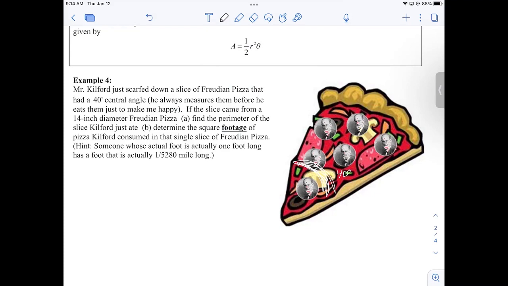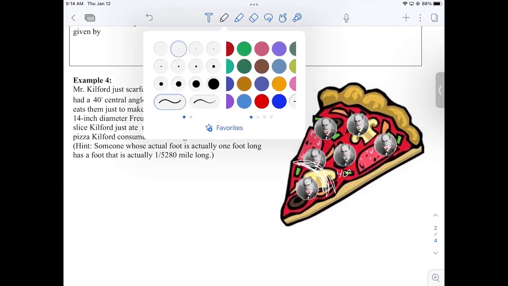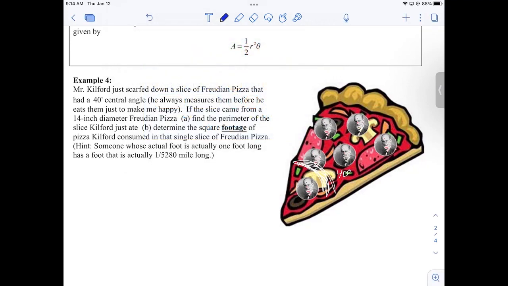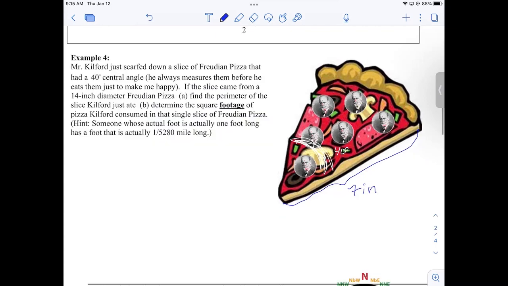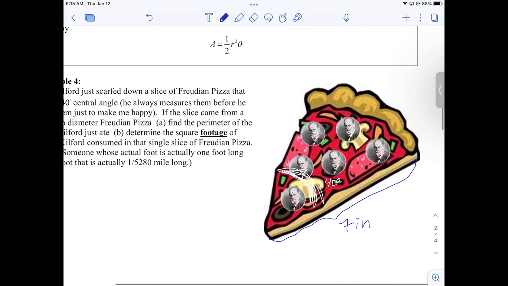40 degrees, 40 degrees. If the slice came from a 14-inch diameter, the radius is what? 7 inches. Good. Part A, find the perimeter of the slice that he just ate. I'll ask you for a question similar to this when we quiz over this. Find the perimeter of the slice.